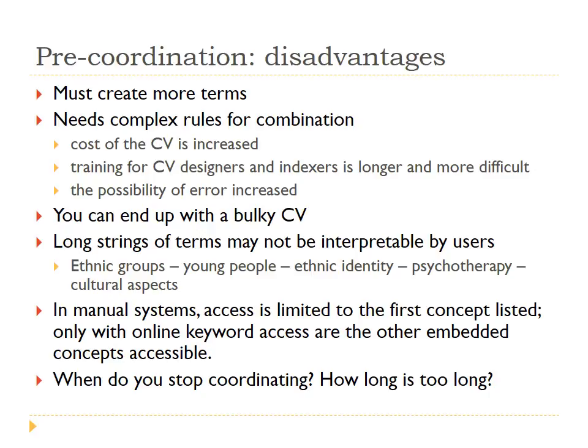So what does it really mean to have the subject heading ethnic groups, young people, ethnic identity, psychotherapy, cultural aspects? At that point, it can be really hard, especially for an end user, to understand. In our old manual systems, the only way you could access some of these subjects was by the first concept listed, in alphabetical order. So if you were looking for children in art and you looked under art, you're not going to find that access. It's not going to do a keyword search or search all of those characters. That's been improved in our digital environment, but it's still not as ideal as it could be.